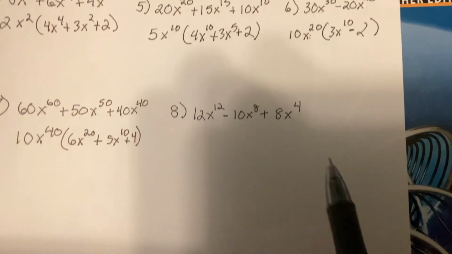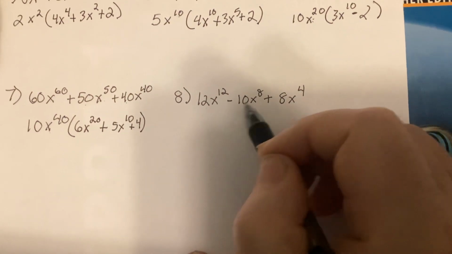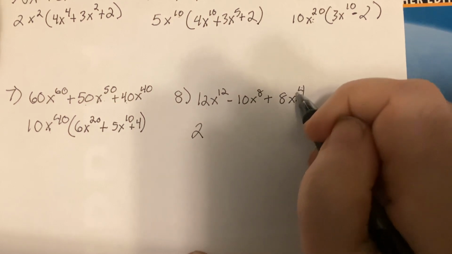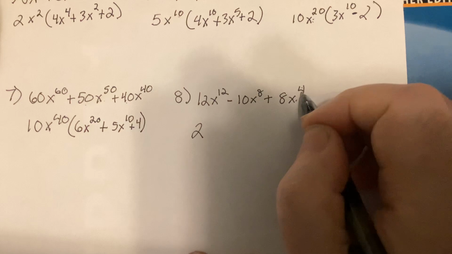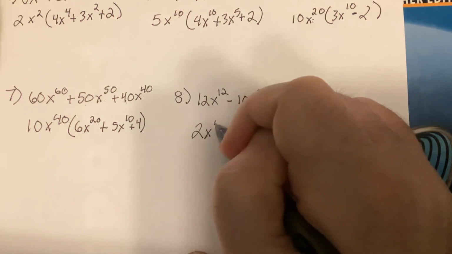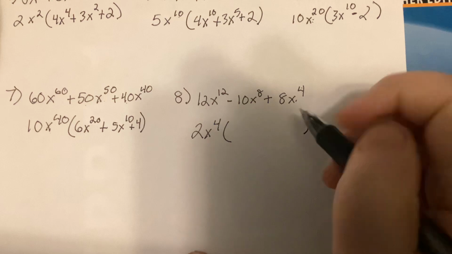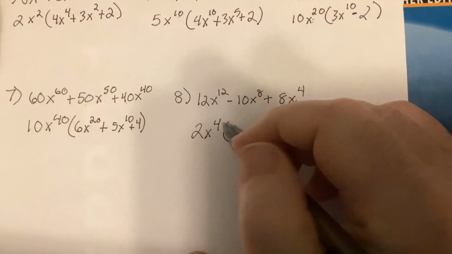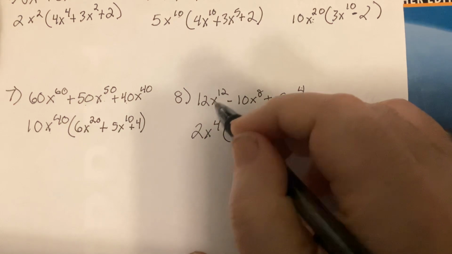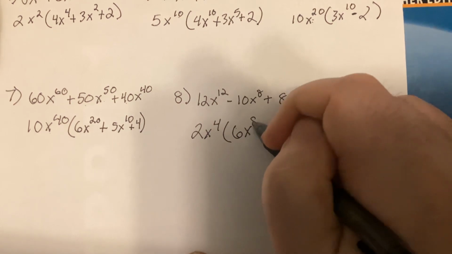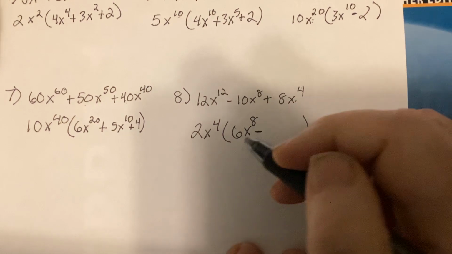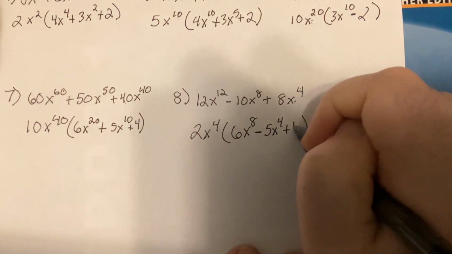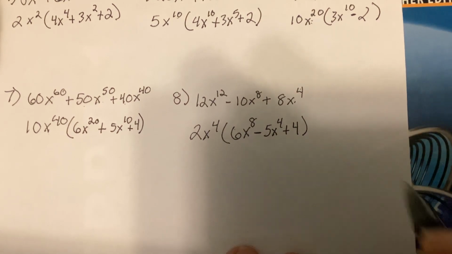And this one, what's common to all three? And that would be 2, x to the 4th. x is in every term. The smallest power is to the 4th. So 2 times what is 12? And that would be 6. x to the 4th times what is x to the 12th? And that's x to the 8th. So that would be 5x to the 4th plus 4. 4 times 2 is 8.